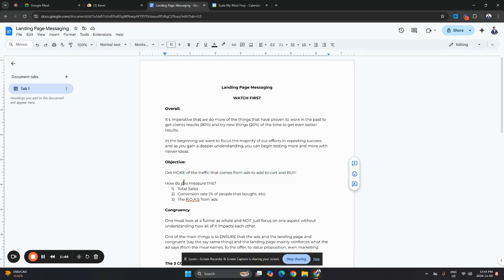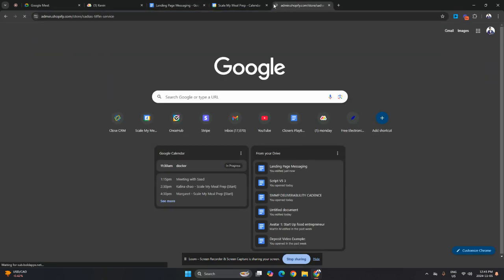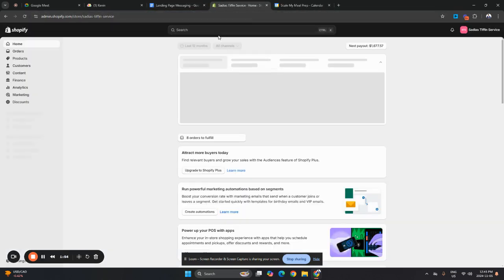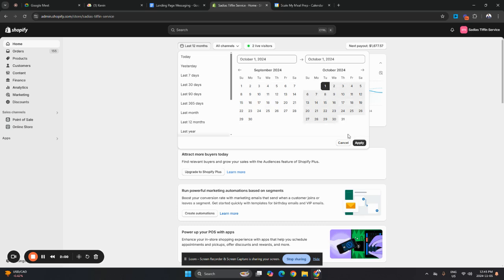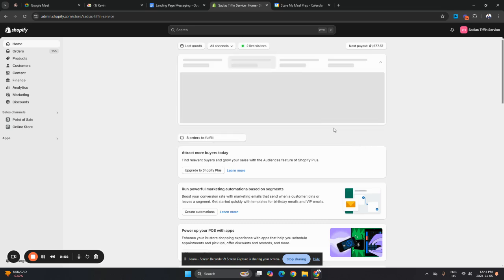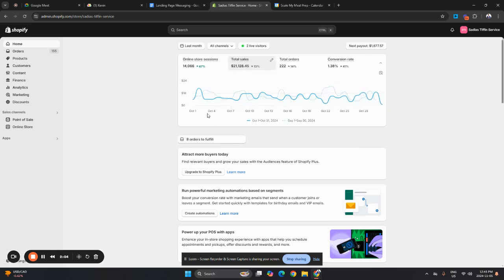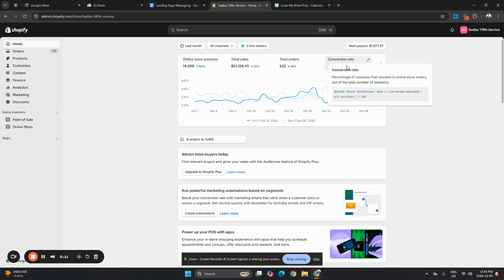Now, how do you measure this? There are two ways. You can just look at the total number of sales. You go onto a client website and you can see, for the last 12 months, they made X amount in sales, or let's look at a shorter time period, October. Are they getting sales? That's a really easy way to tell. And then the other way is the conversion rate. So this is not a fantastic conversion rate, actually.